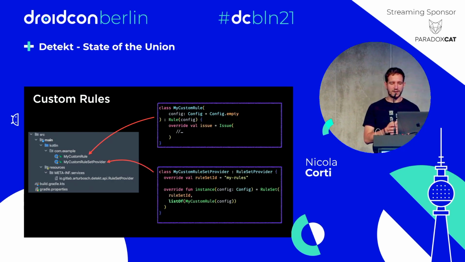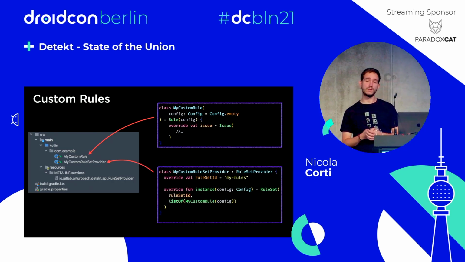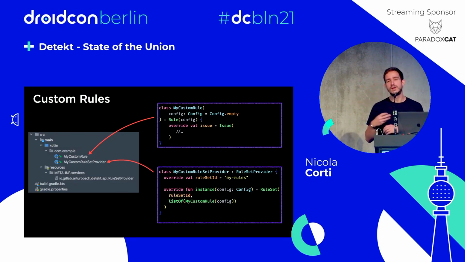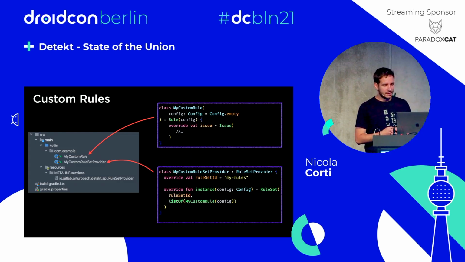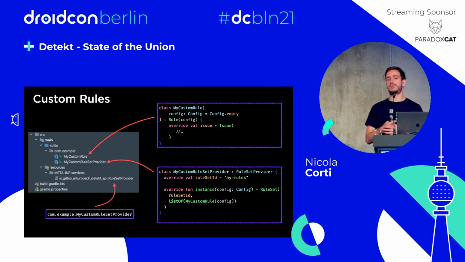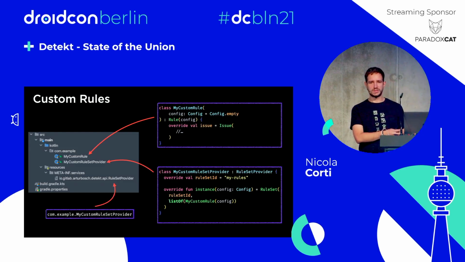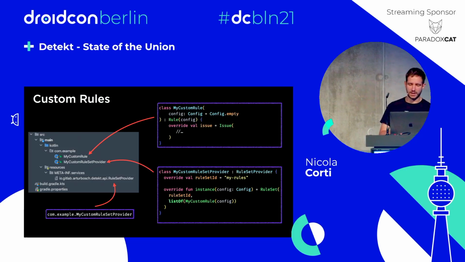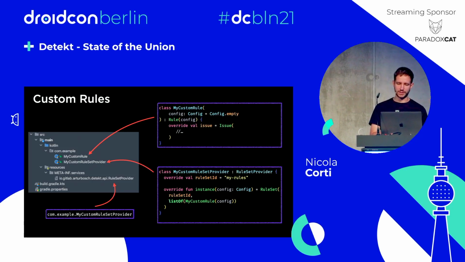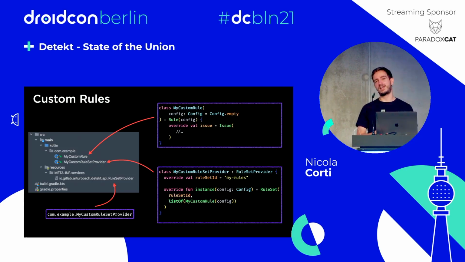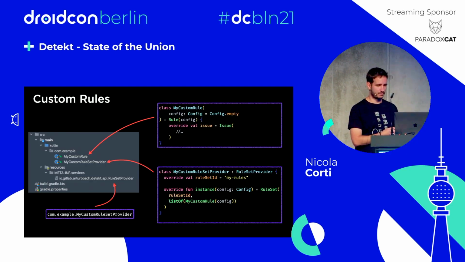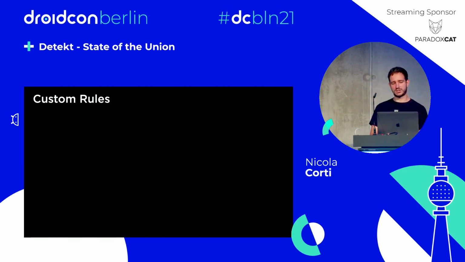Then you need to provide a rule set provider. So you need to define a rule set where you specify all of your rules. In this case, there is only one, but you might have more. And we use the service locator pattern to load these rule sets. So you need to have a file in the META-INF folder with the fully qualified name of your rule set provider.